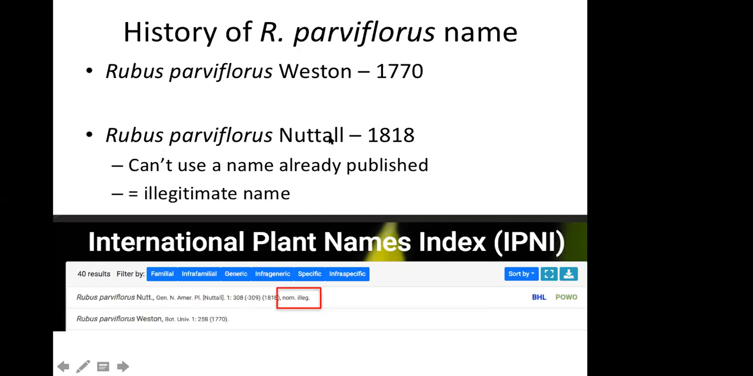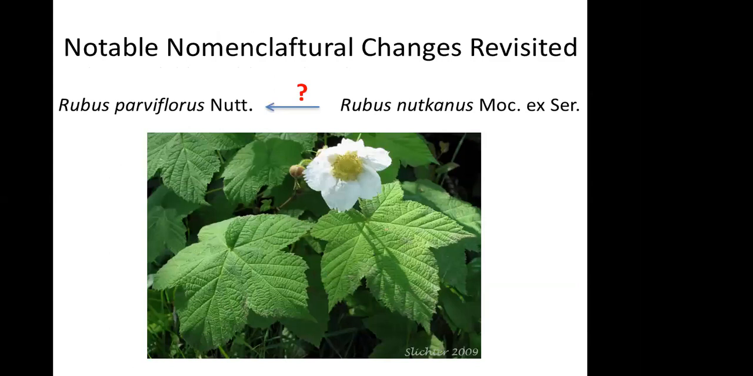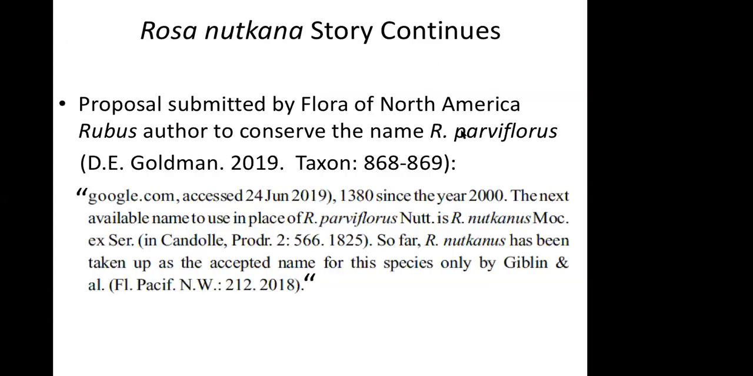So since this is a later name, this name becomes illegitimate. If you go to the International Plant Names Index, they show Rubus parviflorus as illegitimate. Fortunately, there is a recourse in that you can write a paper and submit it to the Nomenclature Committee for consideration, that you can do what's called conserve a name. And so that is what the Flora of North America author for Rubus has done for Rubus parviflorus.